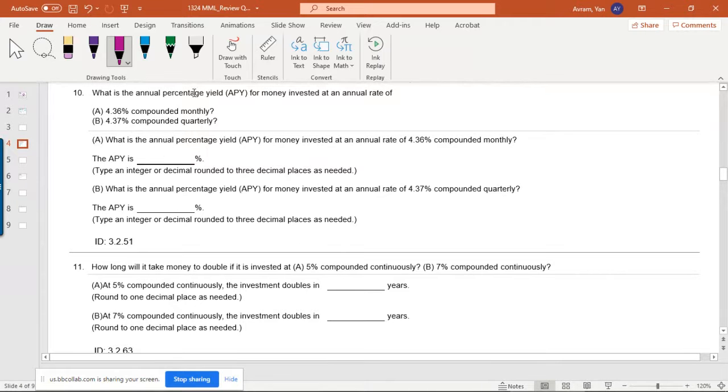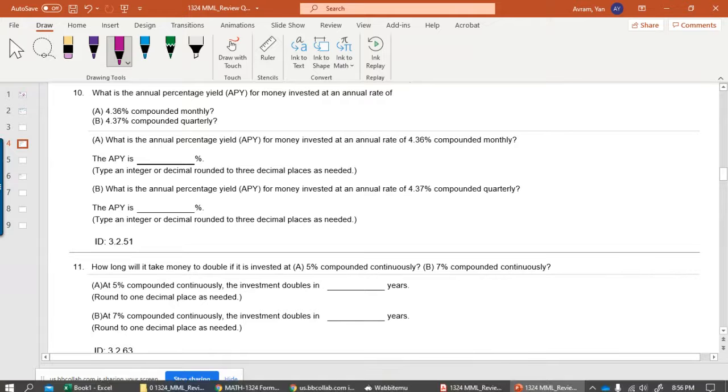Okay, number 10. What is the annual percentage yield, APY, for the money invested at 4.36% compounded monthly or 4.37% compounded quarterly? That means if you have a choice, you want to deposit your money in a bank, right? And someone offers you 4.36% compounded monthly, someone offers you 4.37% compounded quarterly. Which one will you choose?